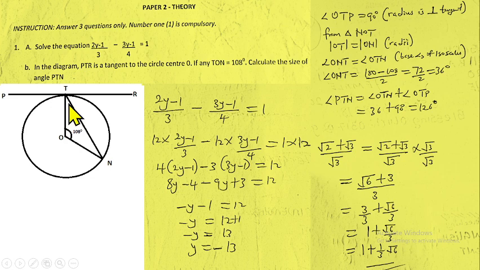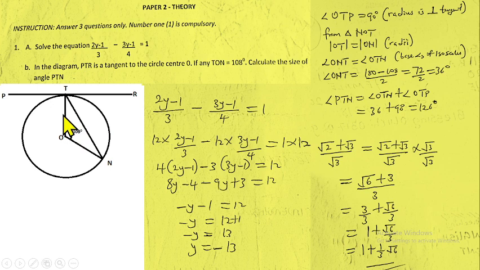But how do we find the angle from here to here? It's quite simple as well. We know that OT is equal to ON. They are both radii. So this angle here will be equal to this angle here, because this triangle is an isosceles triangle, so base angles in the triangle are equal. So how do we get that? If this is 108, we subtract it from 180 degrees, the sum of angles in a triangle. Whatever we have left, we divide by 2. That will give us this angle and this angle, and that should give us 36. So this angle here is 36, and this angle here is also 36. So if this angle here is 36 and the angle from here to here is 90, and the question asks us to find from here to here, that should be 90 plus 36. So angle PTN is equal to OTN, which is this angle here.